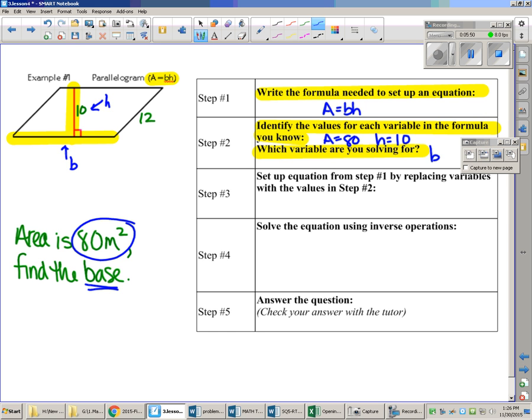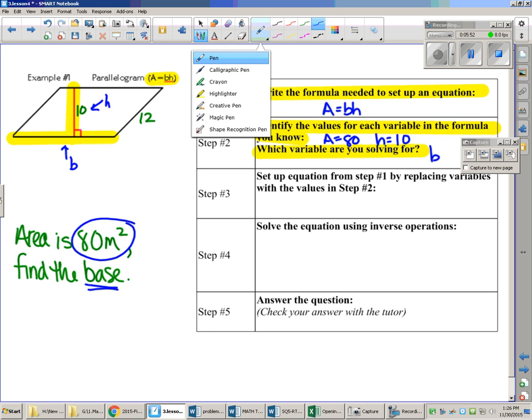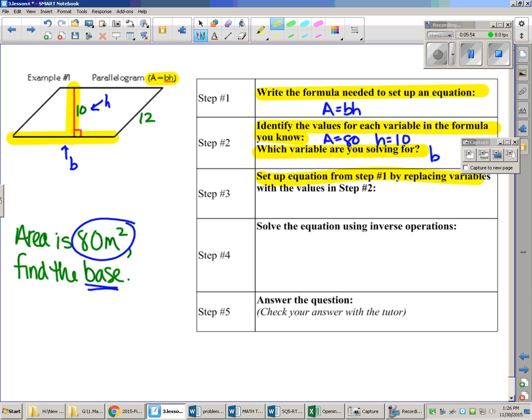Now step number 3 says, let me get my highlighter out again. Step number 3 says set up an equation from step 1 by replacing variables with the values in step 2. So at step 1 it says to start with A, and my A is basically my 80. I see that in step 2. Is equal to B, which is what I'm looking for, and H is 10. And since we're multiplying, I'll just put it like this.